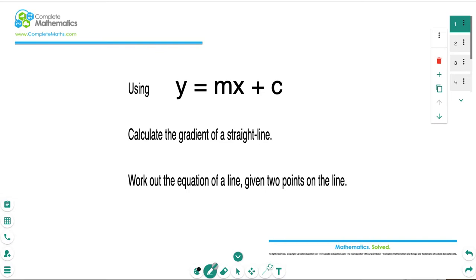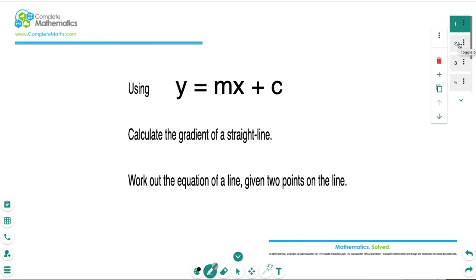This tutorial video will help pupils work out the equation of a line given 2 points. Pupils should already be familiar with using y equals mx plus c, where m is the gradient and c is the y-intercept. Pupils should be comfortable calculating the gradient of a straight line, and by the end of this video we'll hopefully be able to work out the equation of a line given any 2 points.